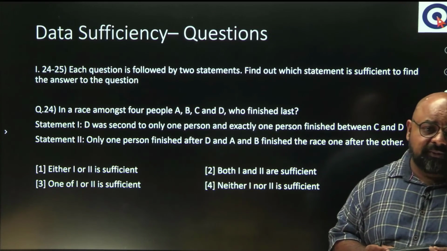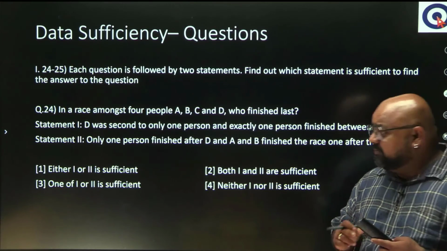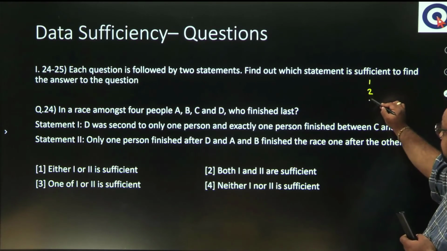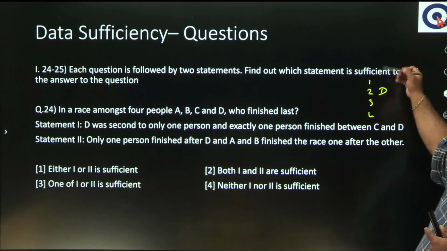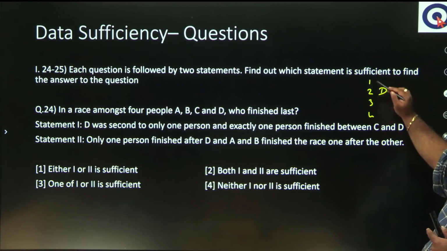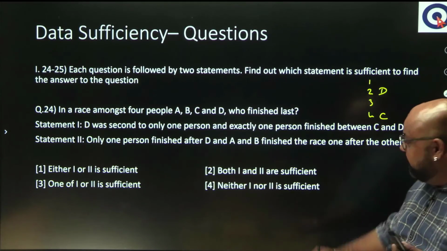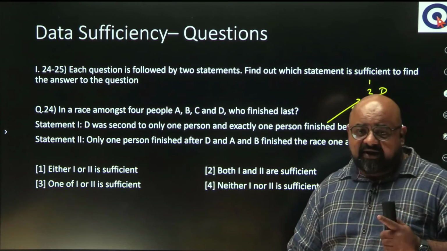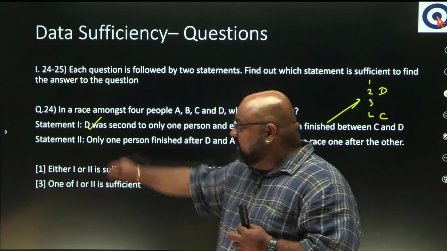In a race amongst 4 people A, B, C and D, who finished last? Statement 1 says D was second to only one person. So according to statement 1, positions 1, 2, 3, 4, D would have been second, and exactly one person finished between C and D. Now if there is one person who has to finish between C and D, C cannot be in front of D because there is just one person ahead of D. C has to be behind D. I do not know where A and B are, but basis this statement I can find out who finished last. C finished last. So the question can be answered using statement 1 alone.